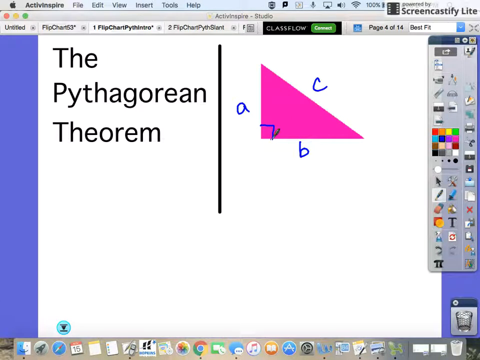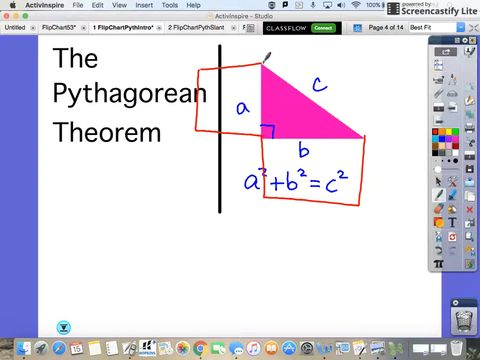What the Pythagorean theorem says is a squared plus b squared equals c squared. This has to do with area of squares that come off of the edges of the legs, adding to the area that comes off of the edge of the hypotenuse. If you have questions about that, come see me and I can explain that to you. But just to keep it basic for purpose of the video, we'll just say that a squared plus b squared equals c squared is the Pythagorean theorem.